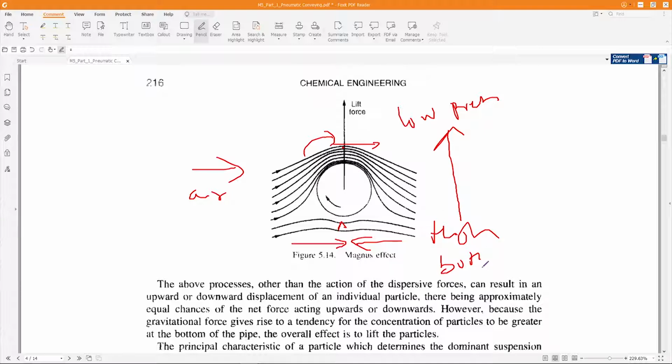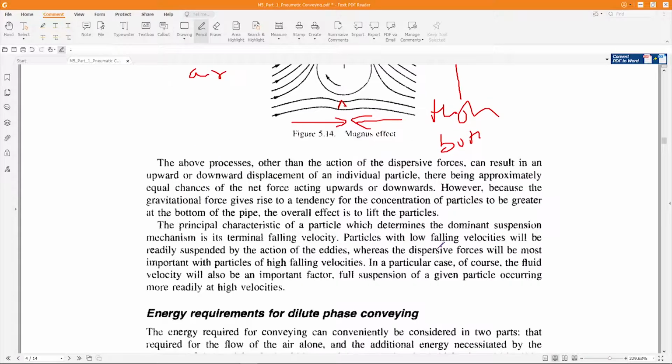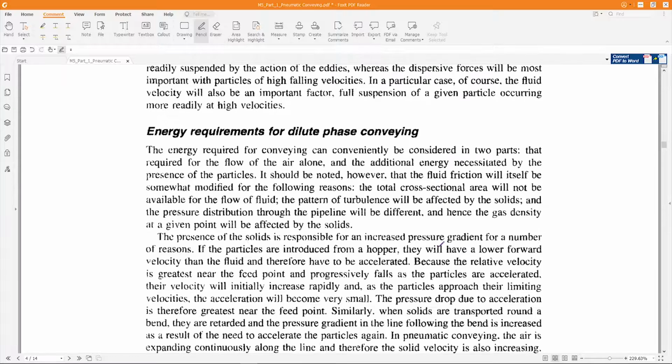This is also the way the particles get suspended in air during the transport. Okay. So as I told you, we have three kinds of pneumatic transport: dilute phase transport or dilute phase conveying, the second one was moving bed conveying, and the last was dense phase conveying or dense phase transport.